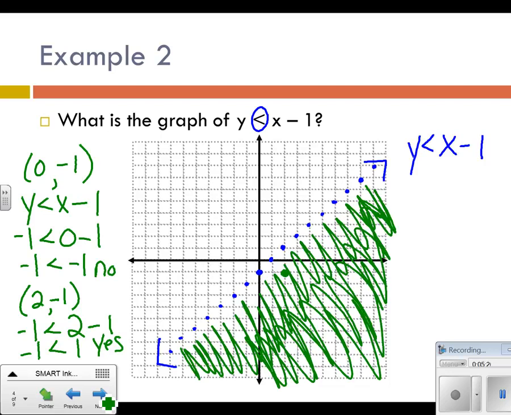Points on the line are not solutions. That's why it's a dotted line. Points above, kind of to the left, those are not solutions. We checked that earlier with 0, negative 1.